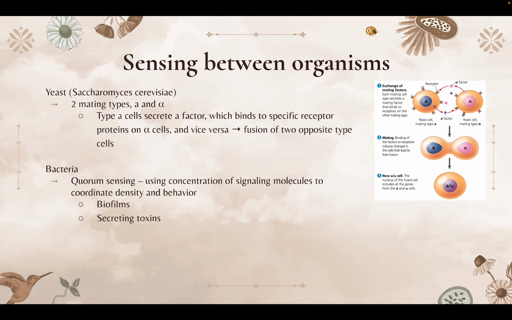And in order to make sure that they're not getting too crowded and to coordinate their behavior, they do use quorum sensing. Another place where quorum sensing is used is when bacteria secrete toxins. For example, cholera. I believe cholera also does form a biofilm in your intestines, but basically it uses quorum sensing to coordinate its behavior to secrete toxins, and that's what leads to the symptoms of cholera.